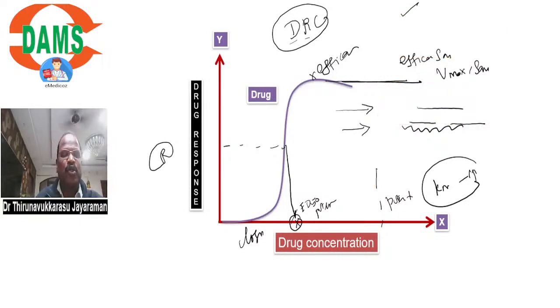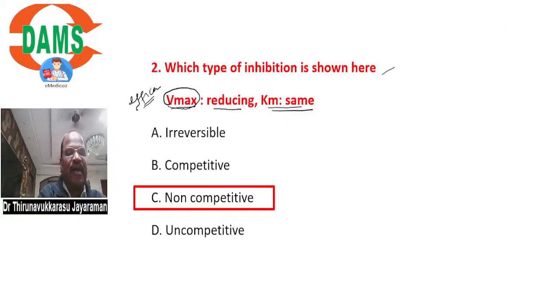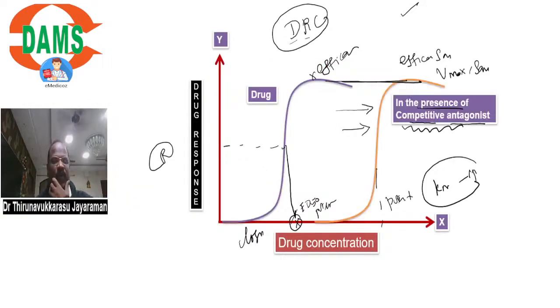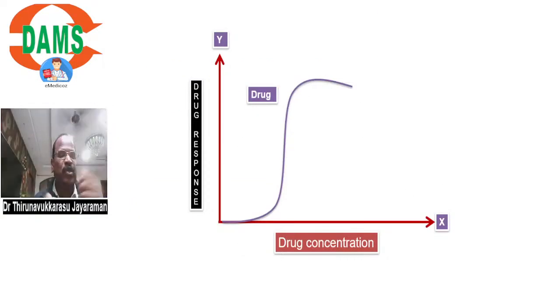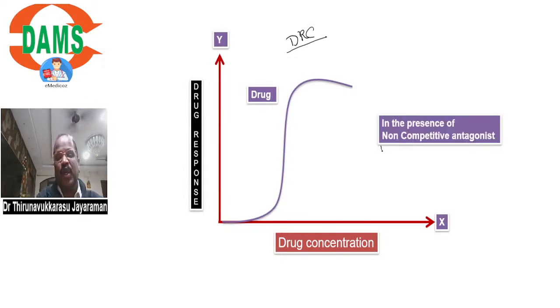Look at the question. In your question, they say efficacy of the drug decreased. Km same. That means, look at this graph. For example, what is given in your question? They given a dose response curve. My question, what happened to the curve in the presence of non-competitive antagonism?